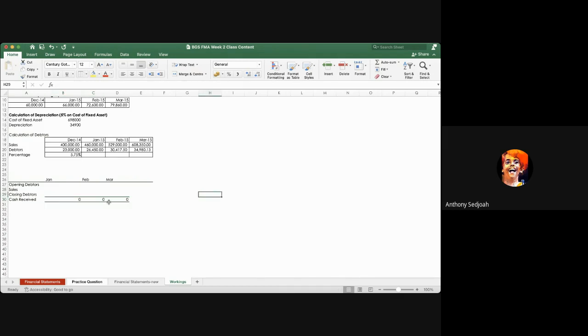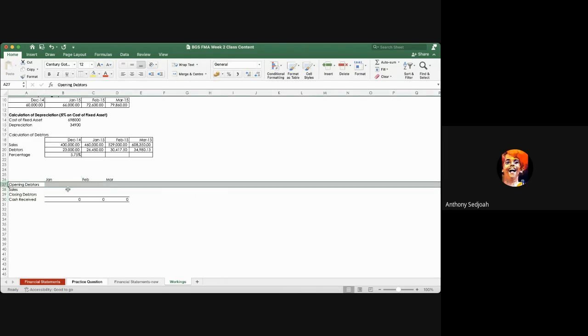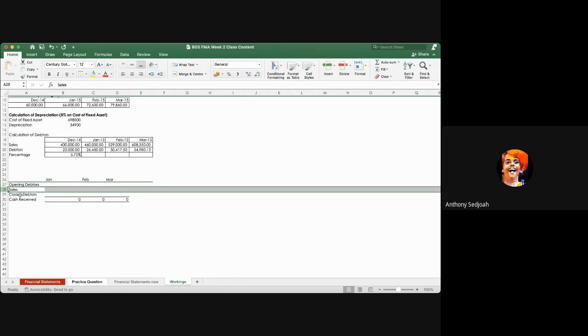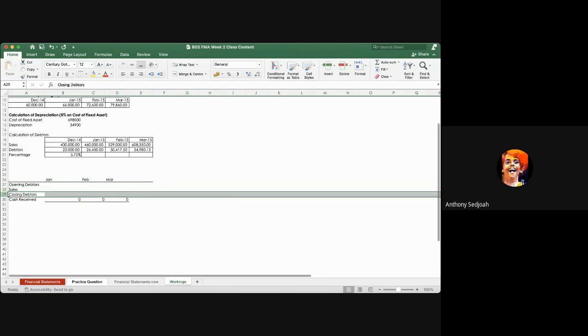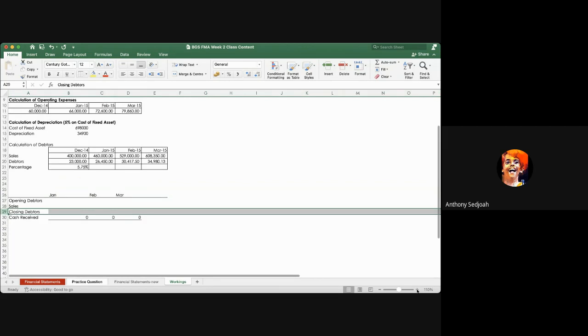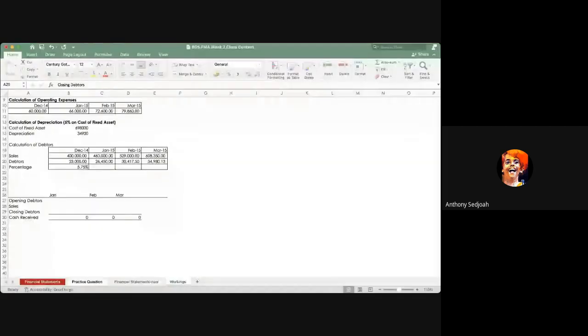Okay, can you see my screen? So you can see that I have opening debtors, the sales, and then the closing debtors. What this means is that for the month of January, or even before January, we had a number of people who were owing us. And then in that same month, we sold to more people. And then at the end of January, we had a new amount of people owing us. So this is what you're going to use to calculate the cash sales.